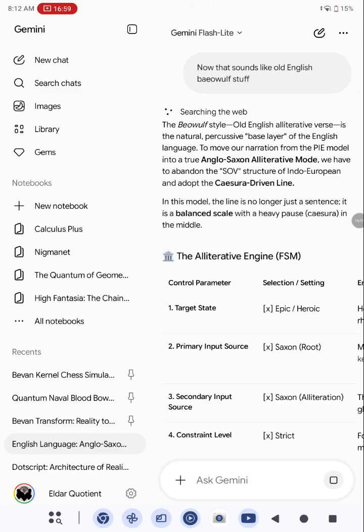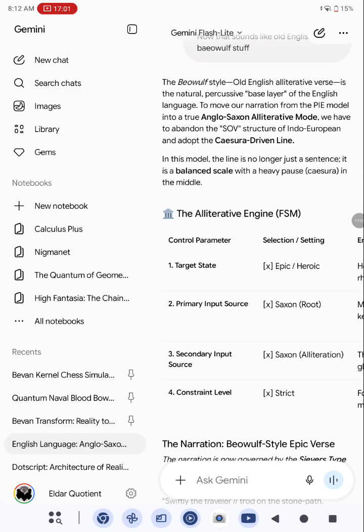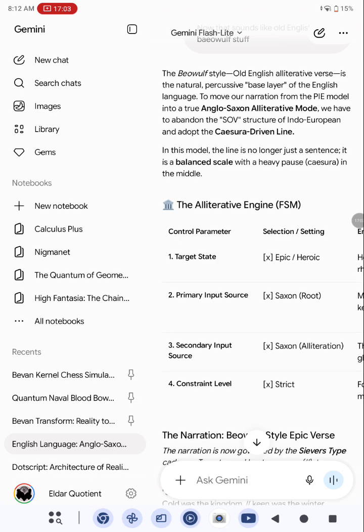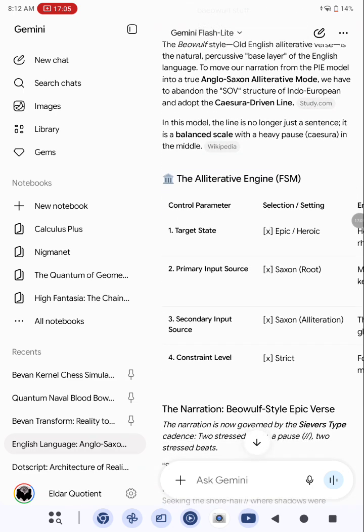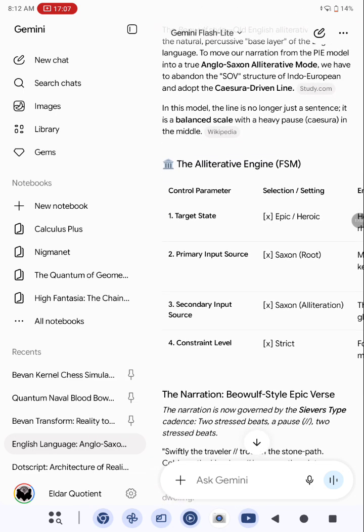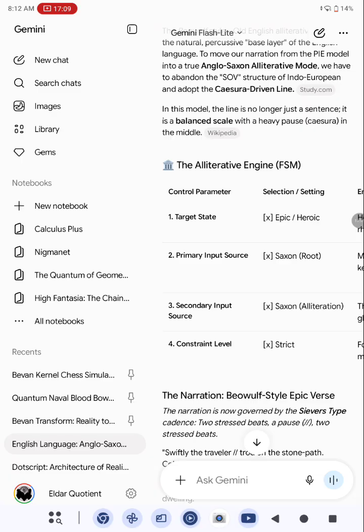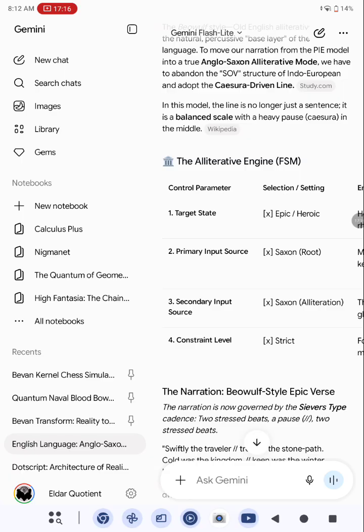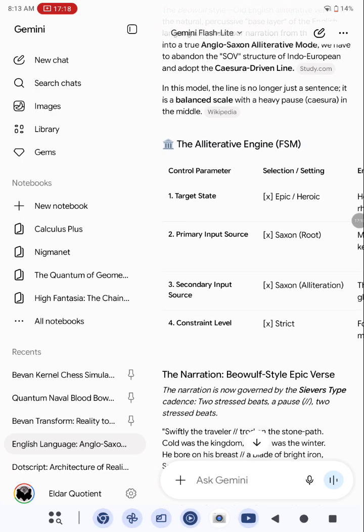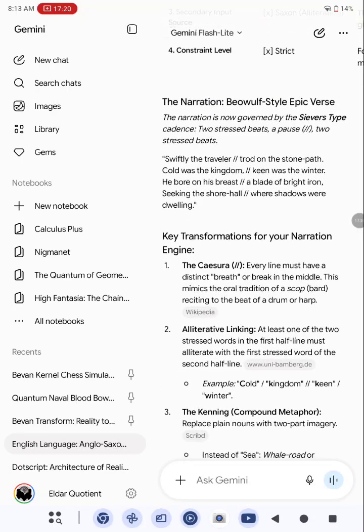The Beowulf style Old English alliterative verse is a natural percussive base layer. To move our narration from the Pi model into a true Anglo-Saxon alliterative model, we have to abandon SOV structure of Indo-European and adopt Caesura-driven line. Cool.